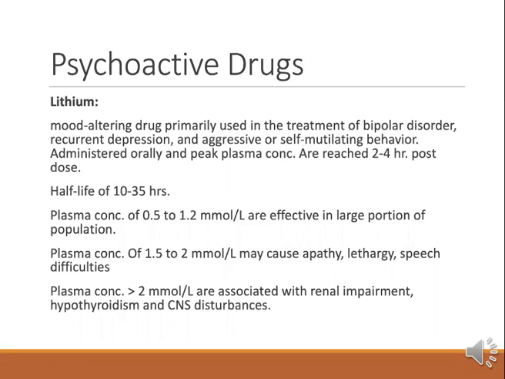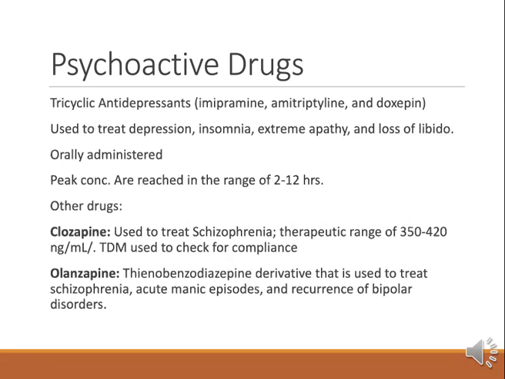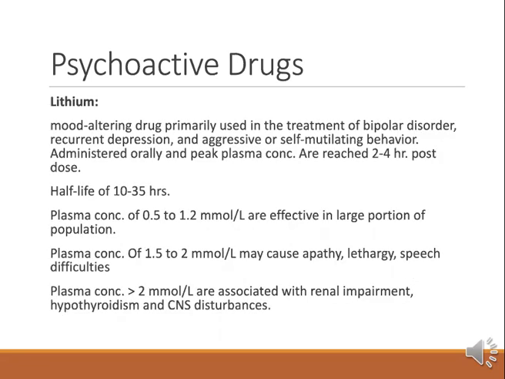Plasma concentrations of 1.5 to 2 may cause some apathy, lethargy, speech difficulties. Anything over 2 millimoles per liter is associated with renal impairment, hypothyroidism, and some central nervous system disturbances.